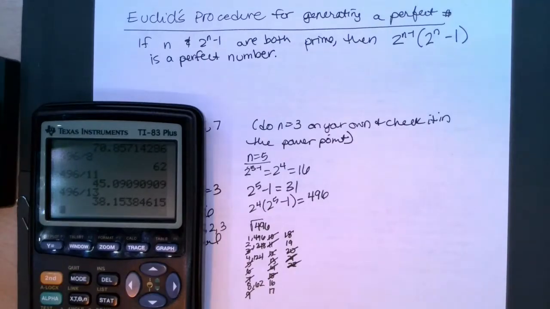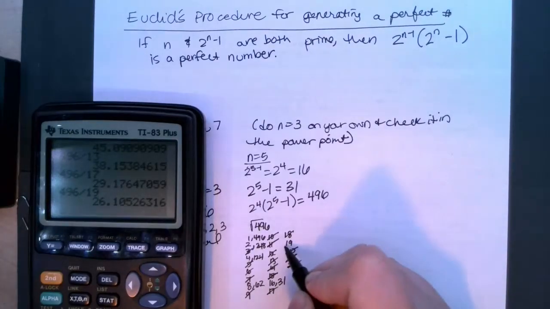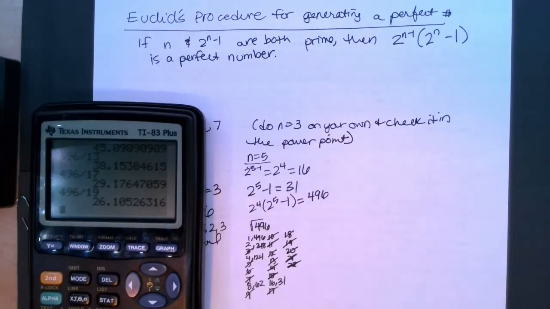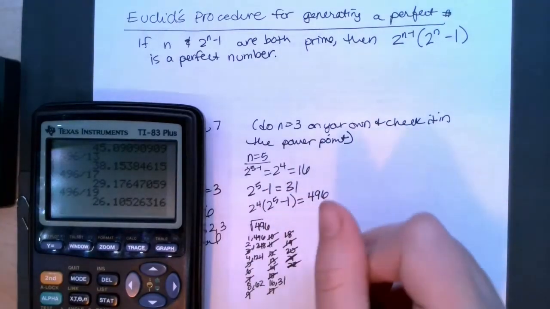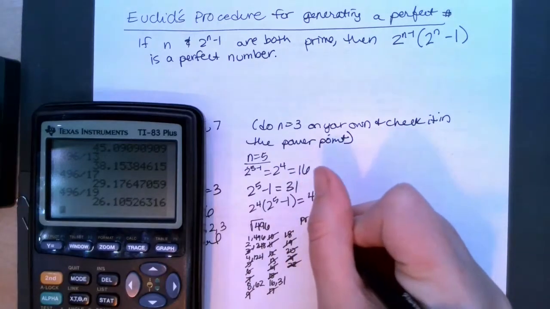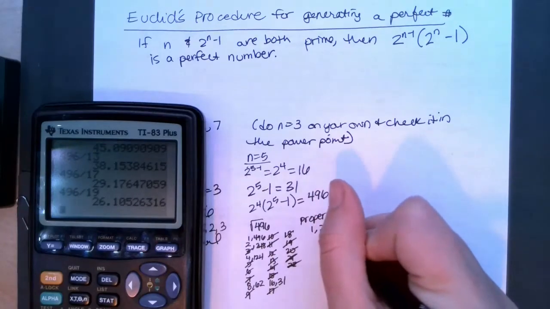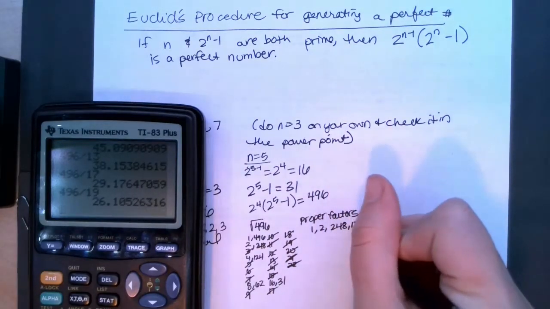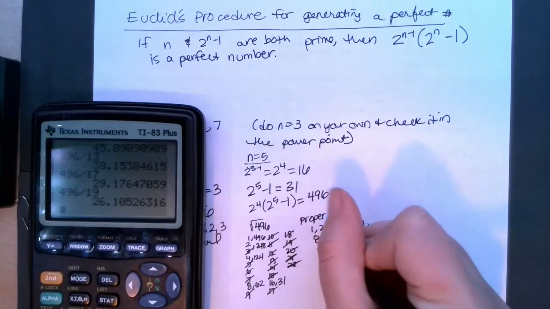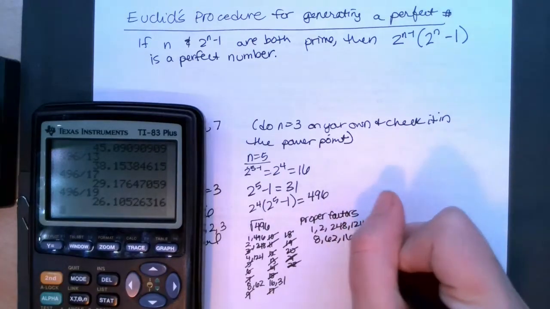Try 16. 16 should work because we got it up here, so it should give us 31. Let's try 17. 17, we get 29 point something, so 17's out. Let's try 19. 19, we get 26 point something, so 19's out. So then our proper factors are going to be 1, 2, 248, 124, 8, 62, and 16, and 31.